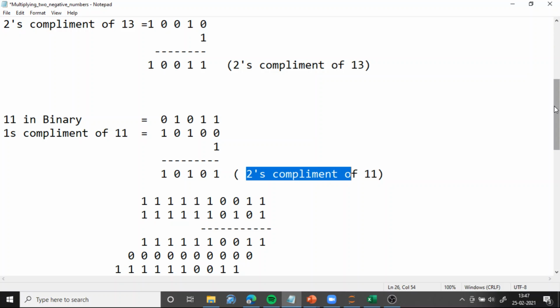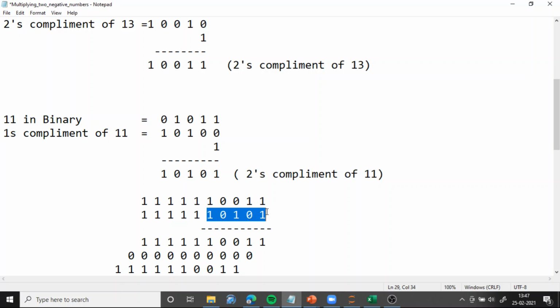Okay. So now what you want to multiply: the 2's complement of 13 is what? 1 0 0 1 1. Okay. Right. And the 2's complement of 11 is what? 1 0 1 0 1.